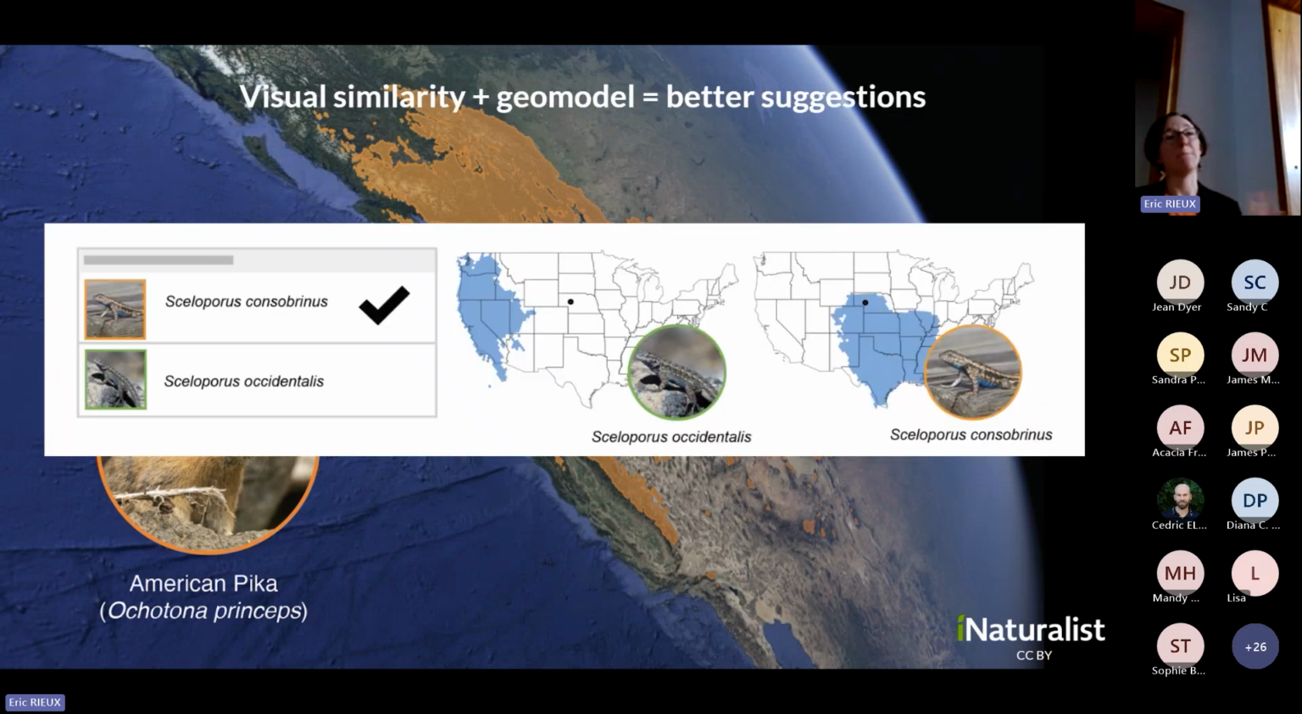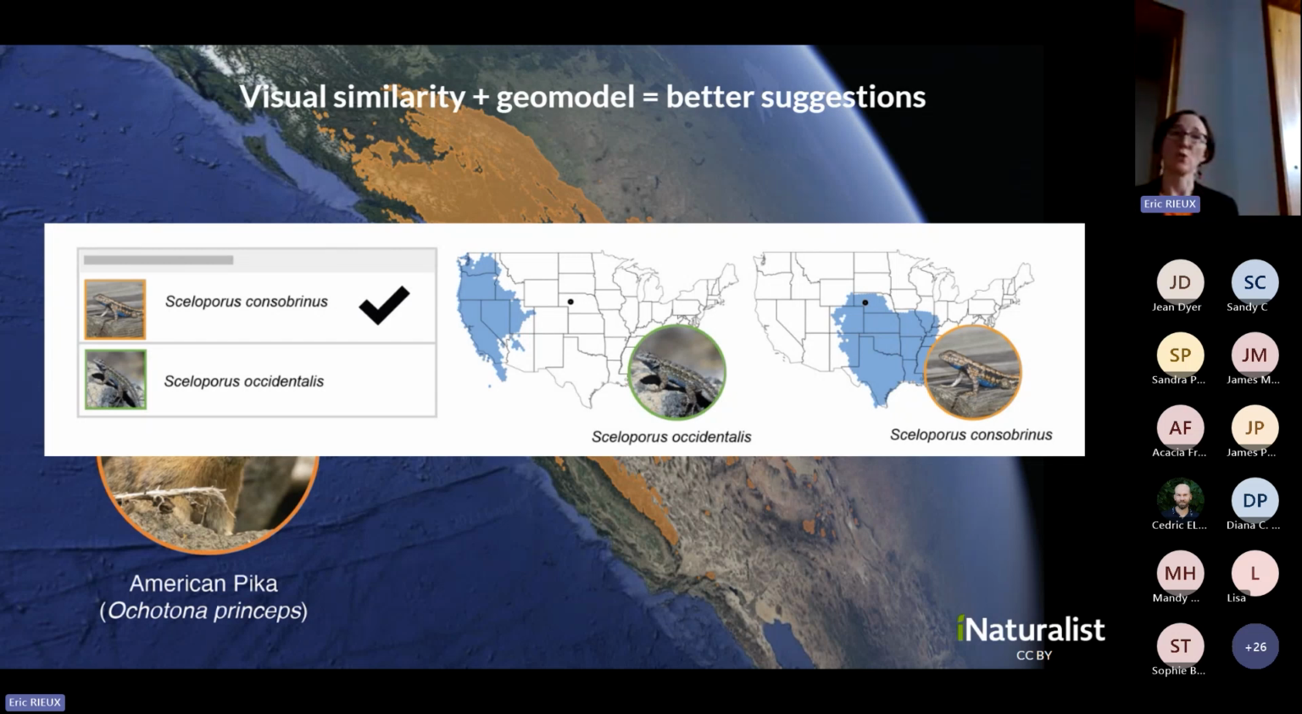And combined with our computer vision results, this is especially helpful. So sometimes you have, for example, two lizards that are very visually similar. And so using computer vision alone, it can be really difficult to tell them apart. But when you put in the geomodel as well, and you can see that only one species is likely to be found in the middle of Nebraska there, that way we're able to give more confident suggestions.